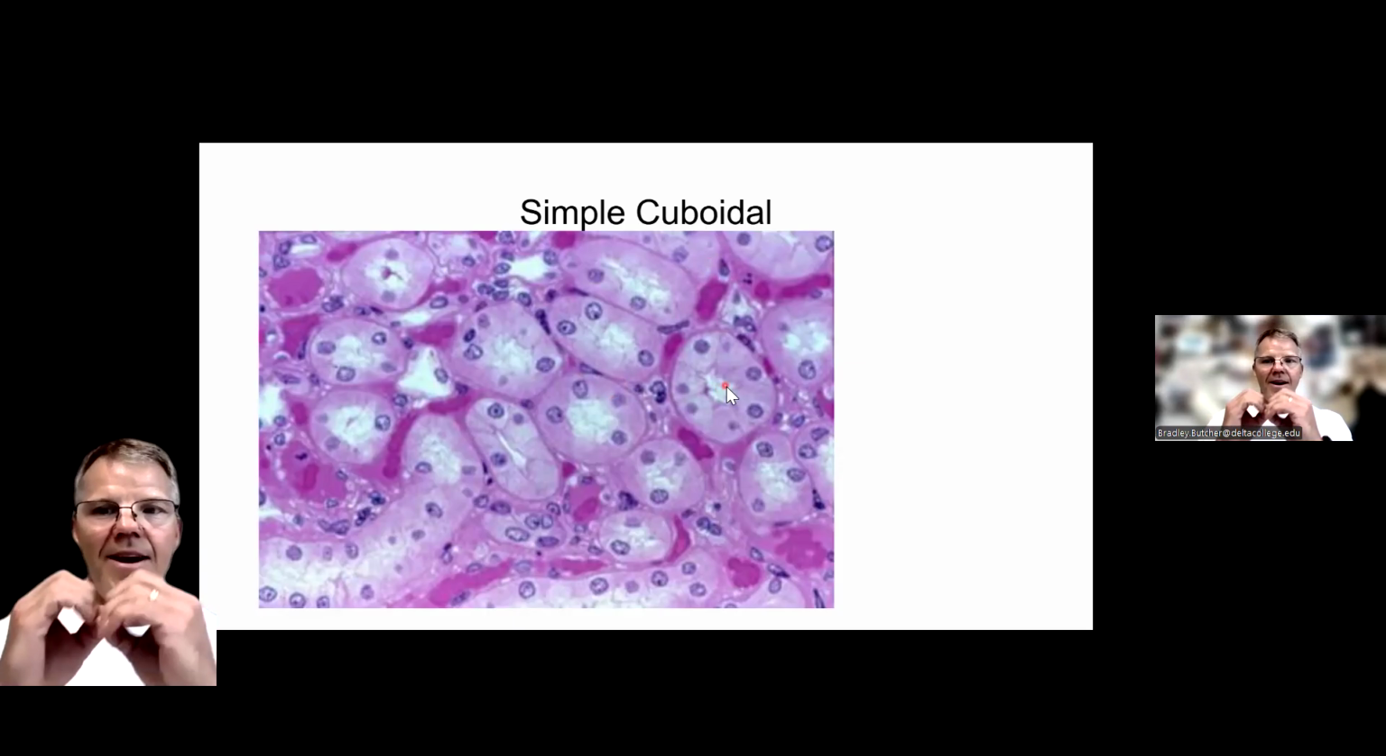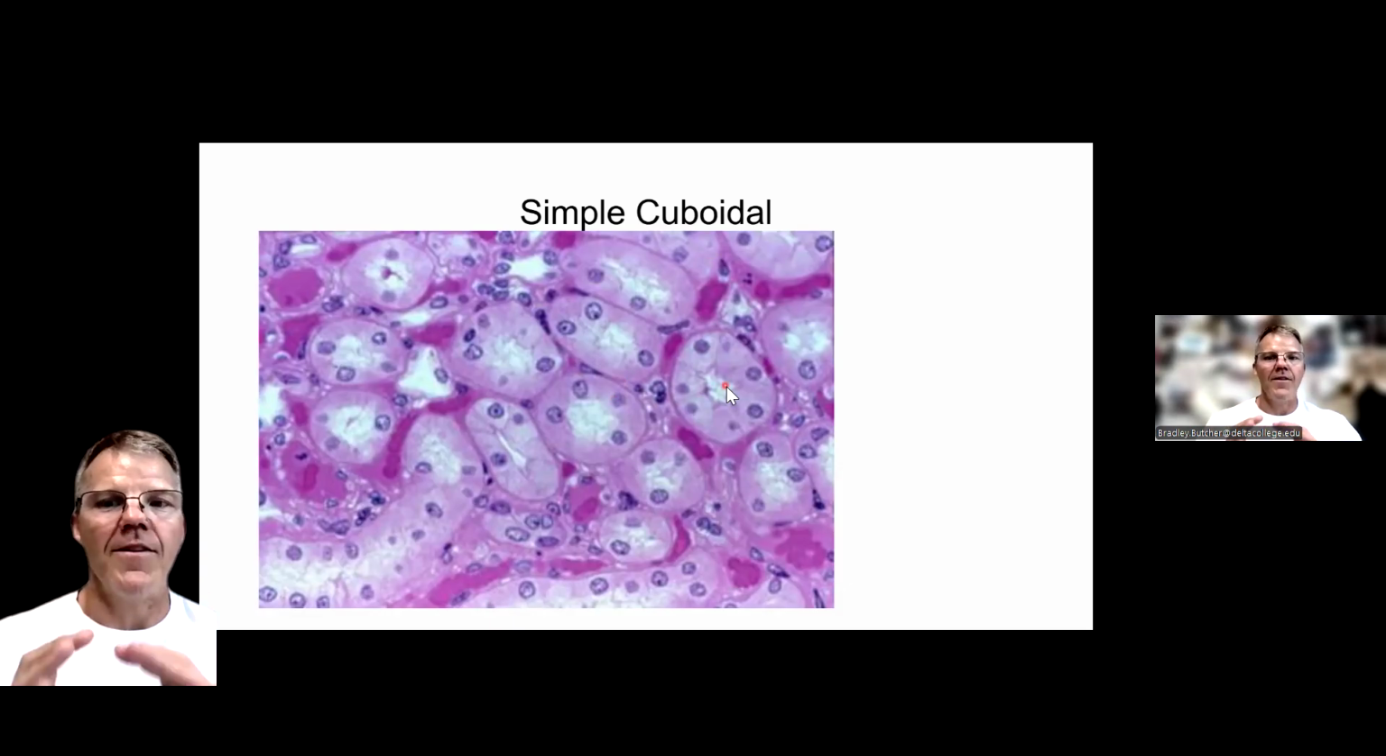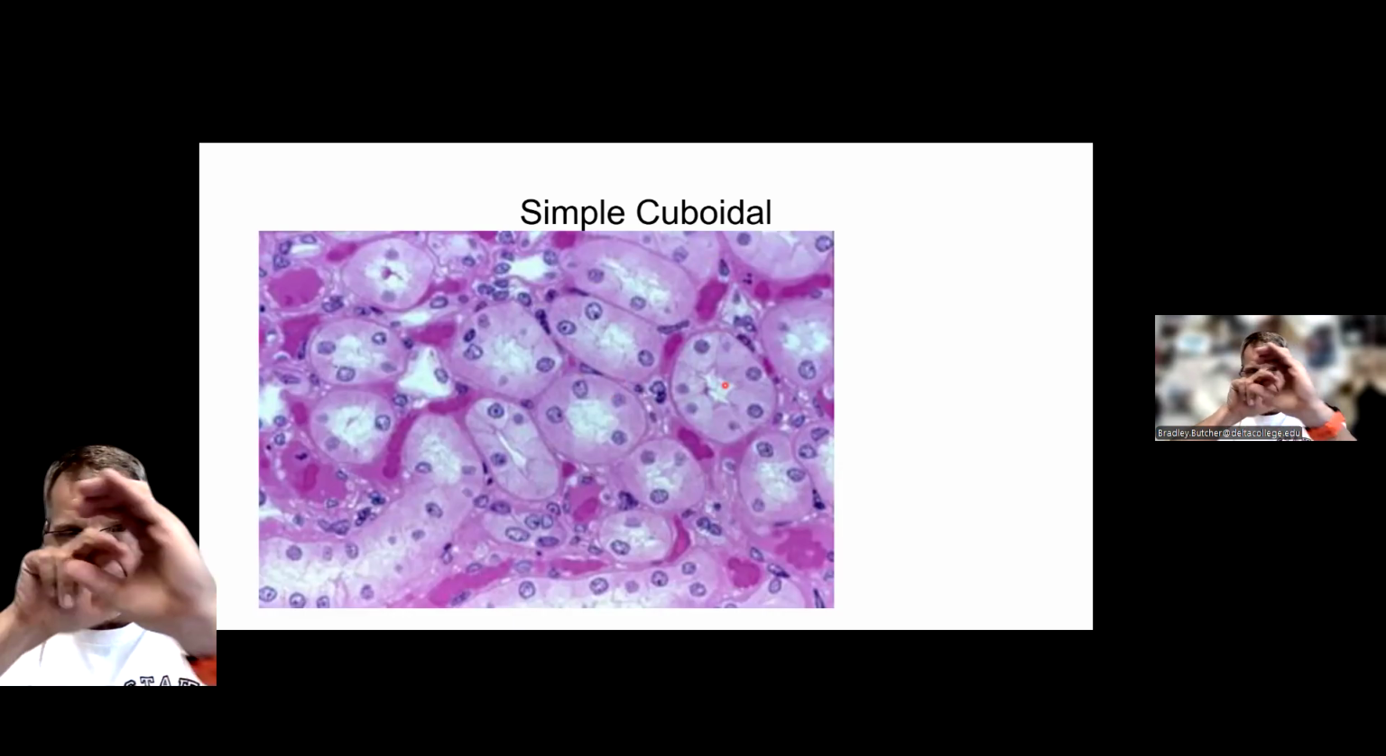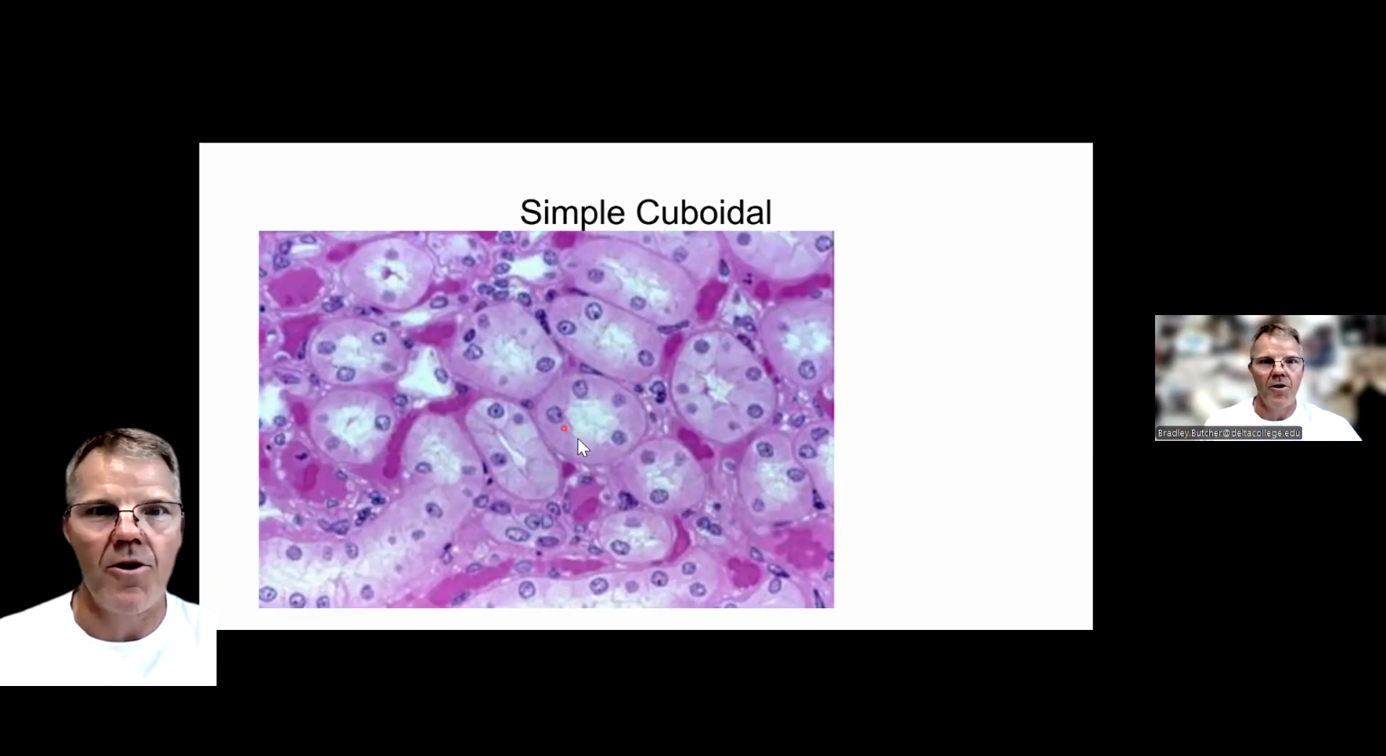This is an example of simple cuboidal, and let me orient you a little bit. Imagine you had a stack of straws, and you turn those straws so that you're looking right down the middle of all those straws. So here you have a straw here, a straw here, a straw here, a straw here. Each of these tubes is created by a few simple cuboidal cells next to each other. You can see these nuclei, the dark circles, and they're nice circles. And that tells us that it is cuboidal.